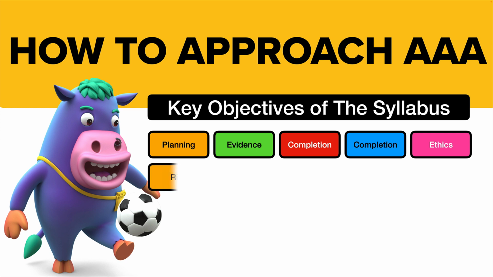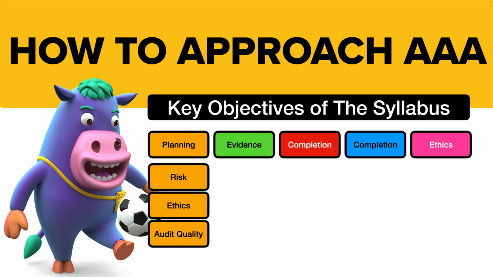So when we talk about planning, we're basically talking about risk. What's the risk of giving the wrong opinion? What's the risk to the business failing and there being going concern issues? But also things like ethics, which we'll look at later, and the quality of the audit. Make sure that you plan a really good quality audit so that you don't become professionally liable for giving the wrong opinion, that sort of thing.